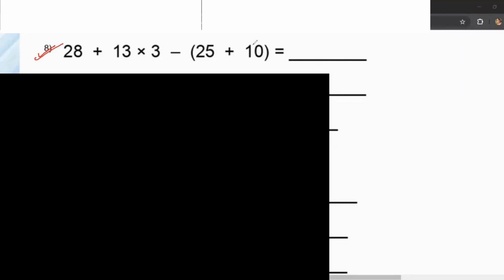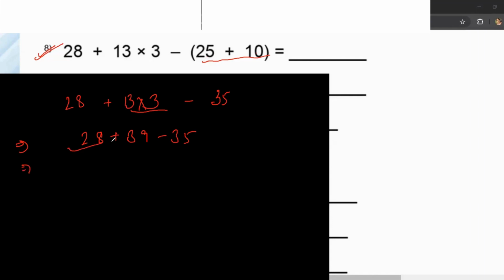Okay. So I'll be solving the brackets first. 25 plus 10 is 35, and the rest of the signs I'll write like that only. And now in the next step, I'll multiply things first. So 28 plus 39 minus 35. Now I'll add the two positive things first. So that is 67 minus 35. Right or not? So 32 is the answer.